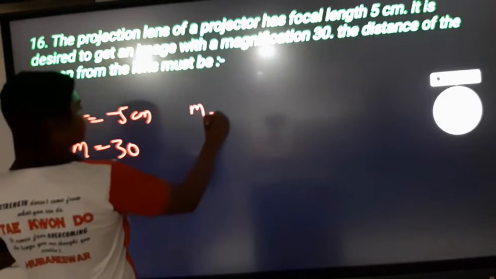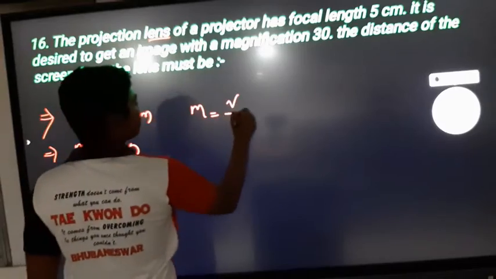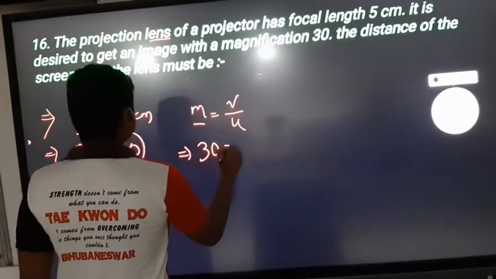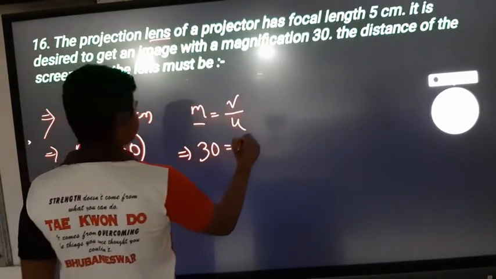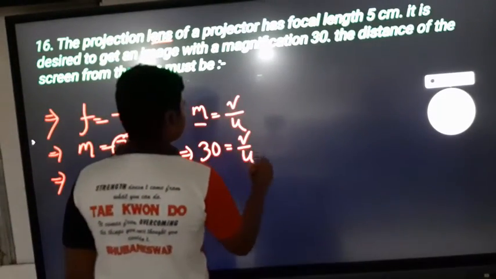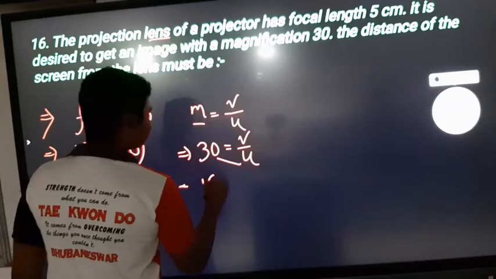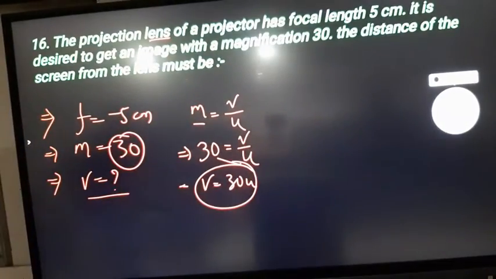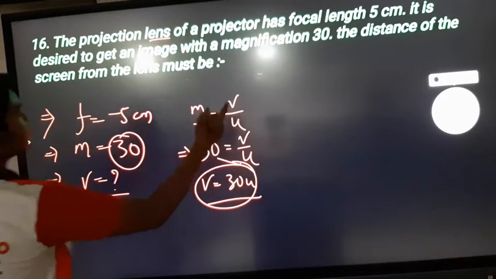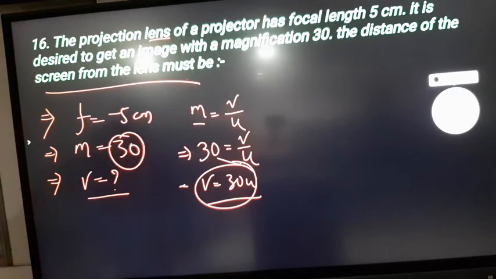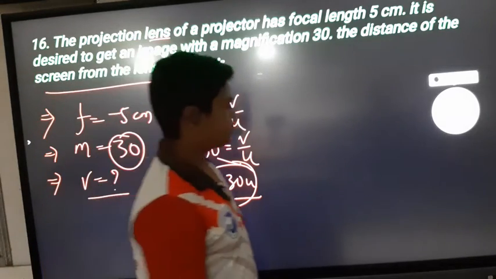You know that since a lens is given, M equals v by u, and here M is given as 30, so take 30 equals v by u. v is to be found, and u is also not given. So after calculation we will get v equals 30u. So the distance of the screen from the lens must be 30u. Let's see the next question.